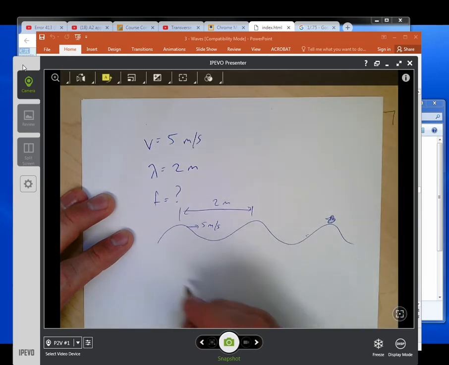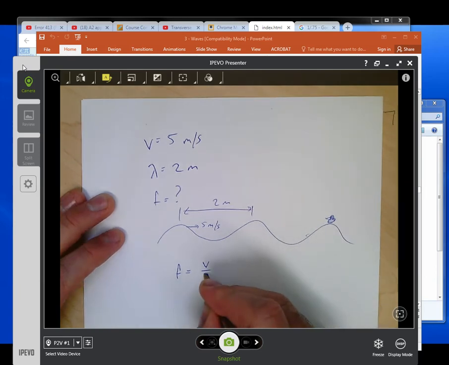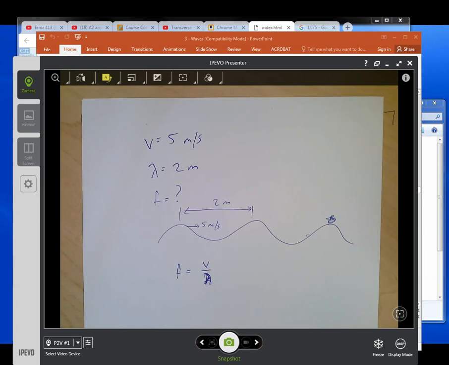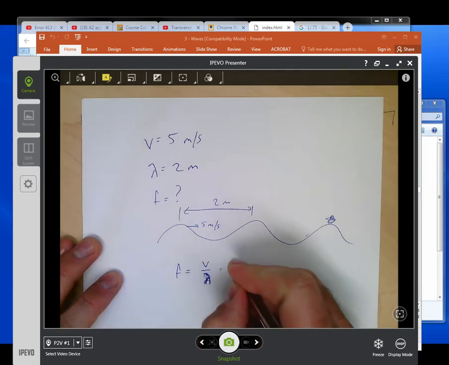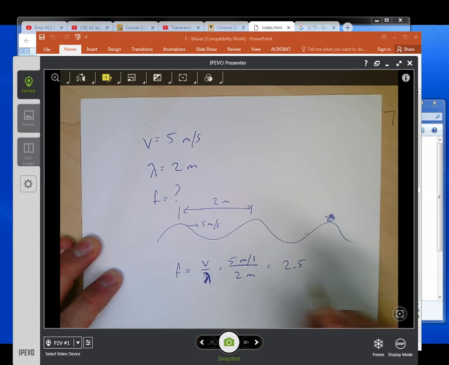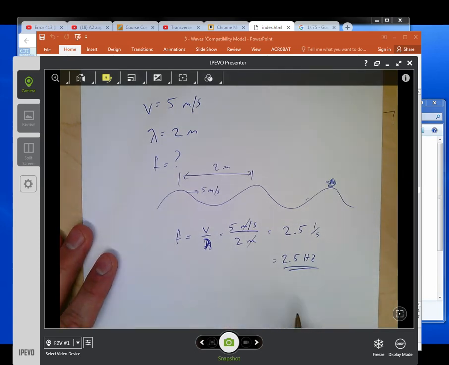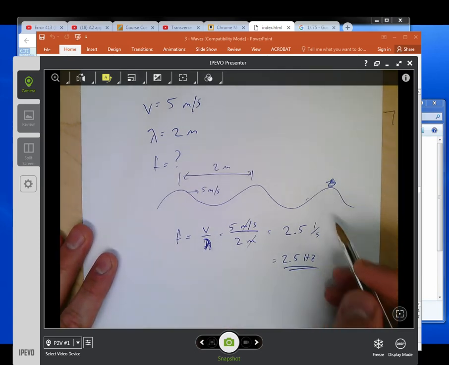So we can figure that out by saying that if I use my formula that f is equal to v divided by lambda, then I can plug in for 5 and plug in for 2. And if I plug in for 5 meters per second and plug in 2 meters, then I'll get 2.5, and you see that the meters cancels out, and I'll be left with 1 over seconds, or in other words, 2.5 hertz, which indeed relates to our intuition that we had about this being a quickly moving wave. This rubber ducky is going to go up and down 2.5 times per second.